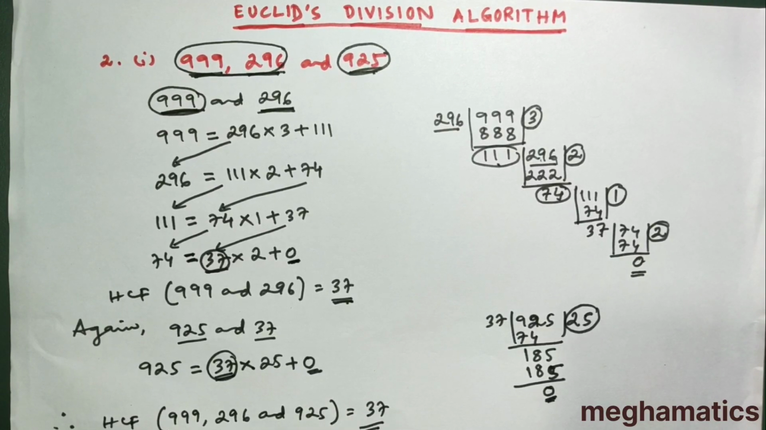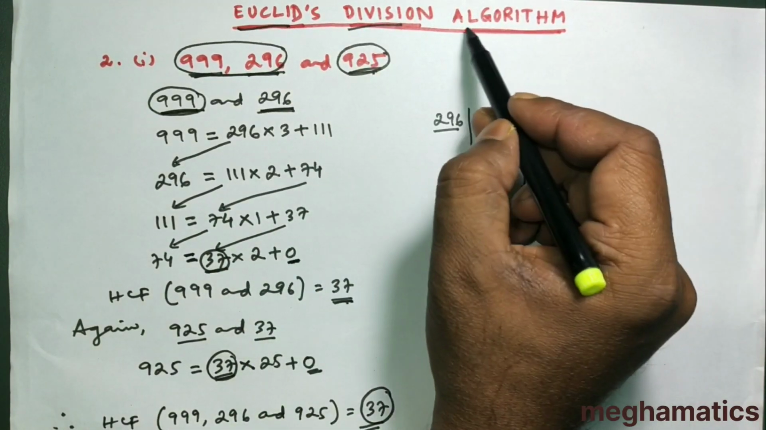So this is the way we need to solve this kind of question where we have to find the HCF by using Euclid's division algorithm.